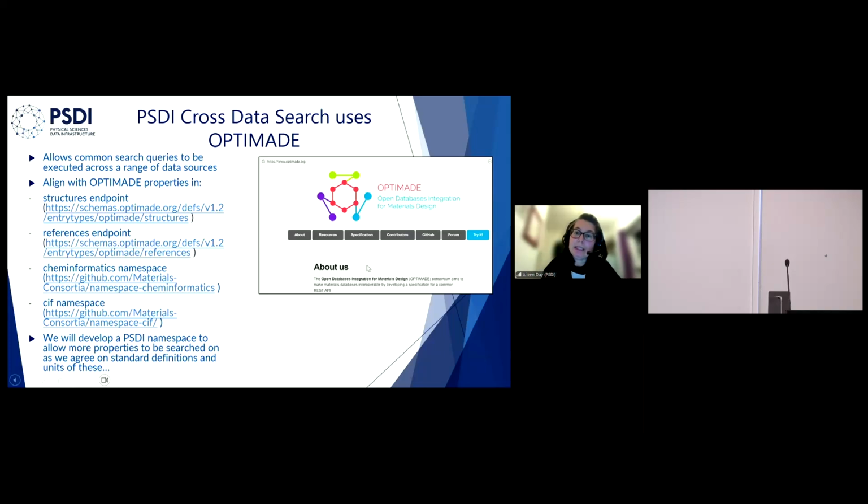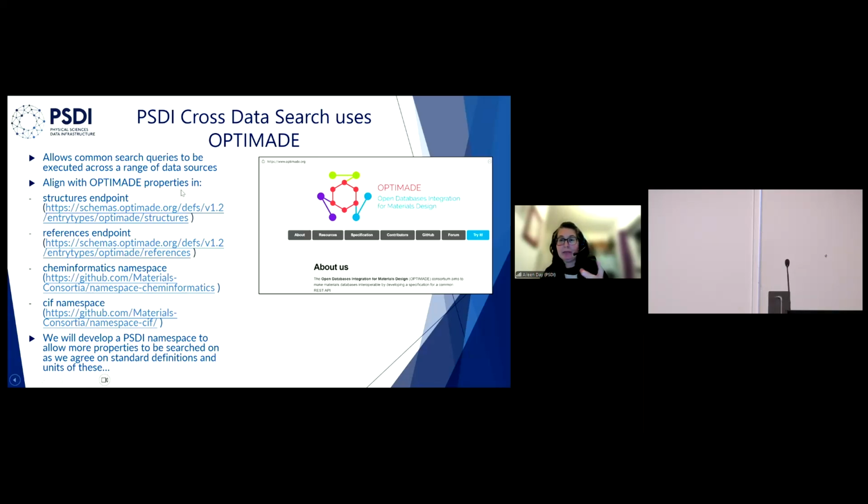The cross-data search uses Optimade in the background, I mentioned. This relies on the properties that you're searching on matching definitions in the structures endpoint we used initially. There's the references endpoint, which brings back a reference to a publication. The structures endpoint is the 3D structure, and there's development going into a cheminformatics namespace and a SIFT namespace, which are about properties that are relevant particularly to those areas. We're helping to agree on what those property definitions should be as we're using them in our cross-data search. And there will be more properties that we can define in the way that Optimade is structured. You can have a PSDI namespace.